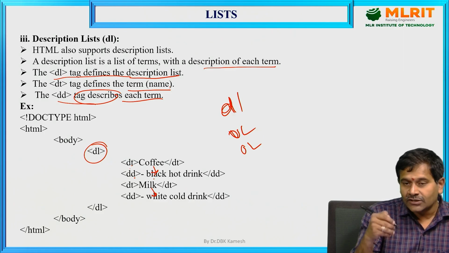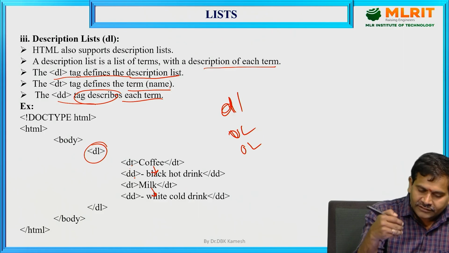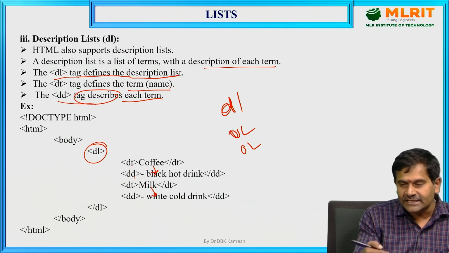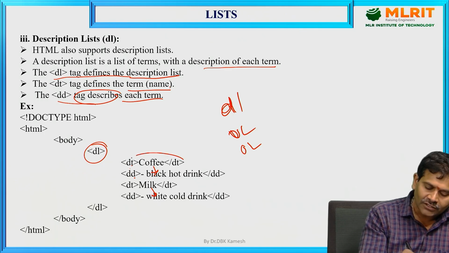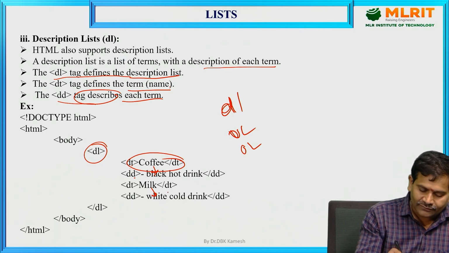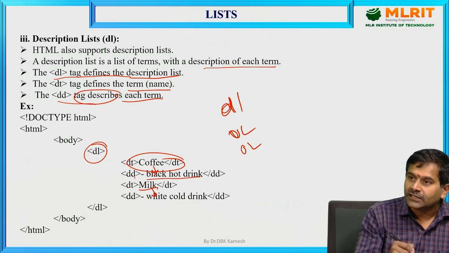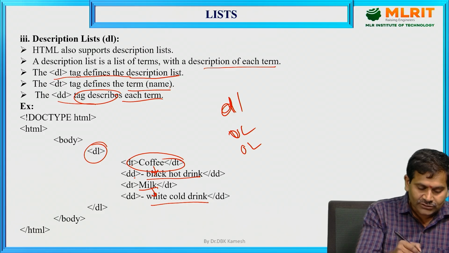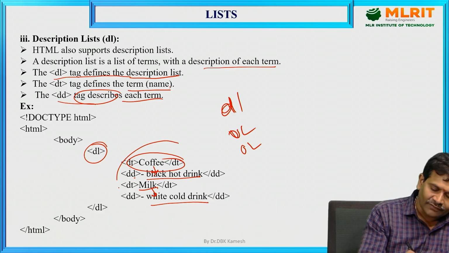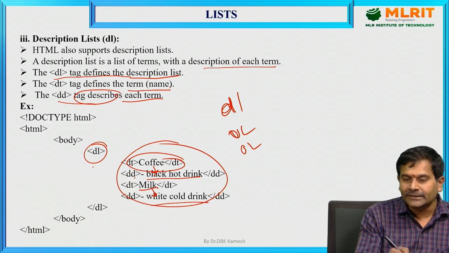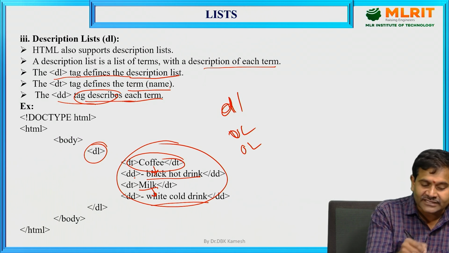So the first one is your term name tag. The second one is the description of whatever the content is. So whatever this coffee content is, the description is black hot drink, and for milk, white cold drink. So we have given DT and DD. DT followed by the description tag.